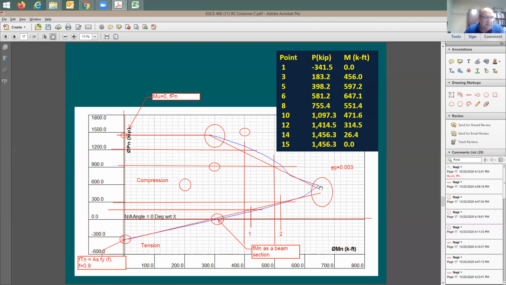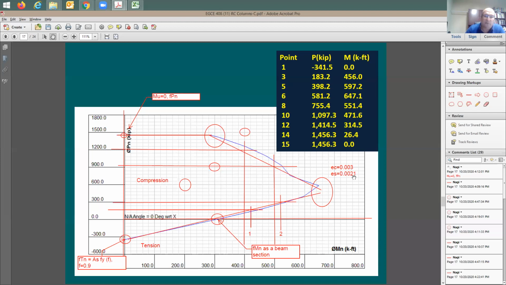But at this point, what happened? The strain in the steel is going to be exactly equal to the yield point. We call this the balance point. So what happened at the balance point? At the balance point, the concrete is going to be exposed to a maximum strain of 0.003, and the tension steel is going to be exposed to the yield strain. It's going to be right at the yield strain.